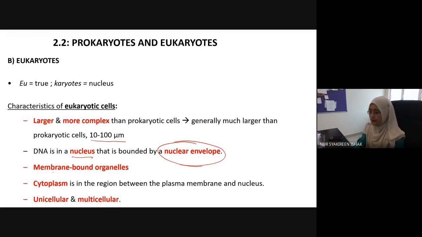Eukaryotic cells have many other organelles that have membrane: mitochondria, chloroplast, lysosome, Golgi apparatus. Those are organelles that have membrane. And then the cytoplasm is the region between the plasma membrane and the nucleus, the fluid within the cell. And then eukaryotes can be unicellular or multicellular.